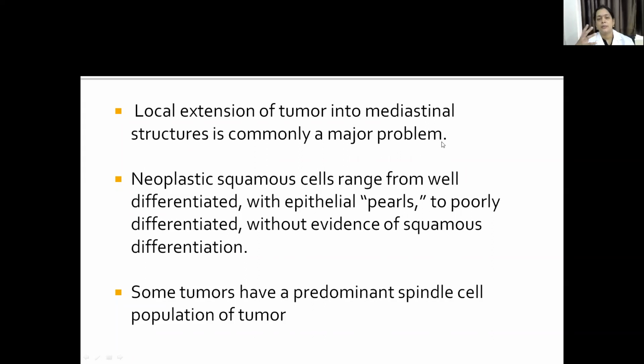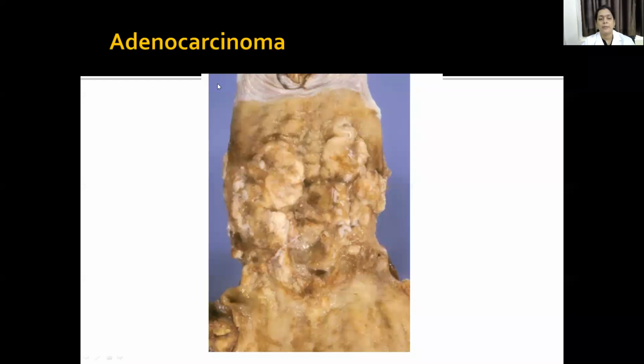Obviously, usually the mediastinal nodes drain the middle third, and if you remember the lymphatic drainage, the upper third goes to cervical nodes, and the mediastinal nodes also have lymphatic drainage. So that can lead to mediastinal lymph nodes and then metastasis into that. So neoplastic squamous cells have the epithelial pearls, and then some have a predominant spindle cell population of tumor. Okay. So coming to the adenocarcinoma, you can see this exophytic growth here. This is the tumor area, which you can see here.